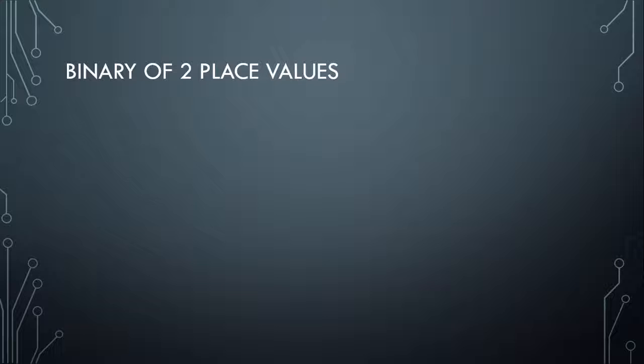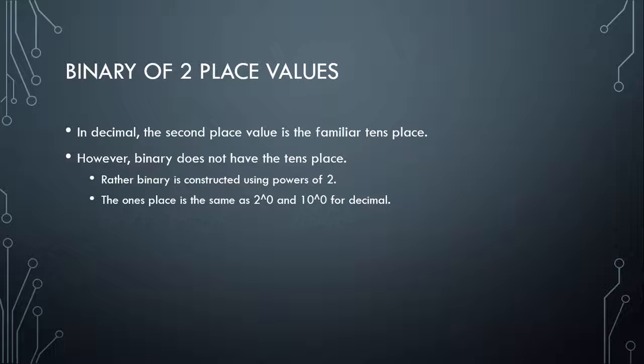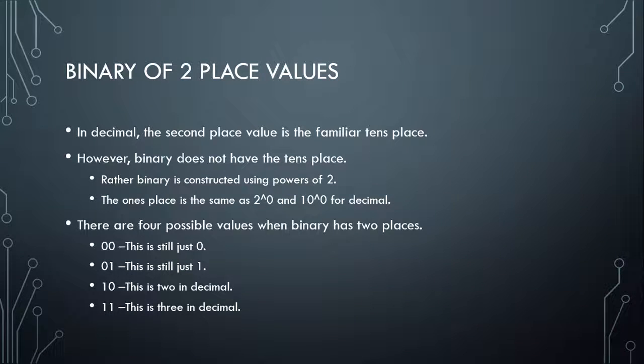Let's expand this now to two place values. In decimal, the second place value is the familiar tens place. However, binary does not have the tens place; rather, binary is constructed using powers of 2. So the ones place was the same thing as 2 to the power of 0, or 10 to the power of 0. Here we're going to use 2 to the power of 1, and because we're using 2 to the power of 1, we have these two places, and we can have four possible values.